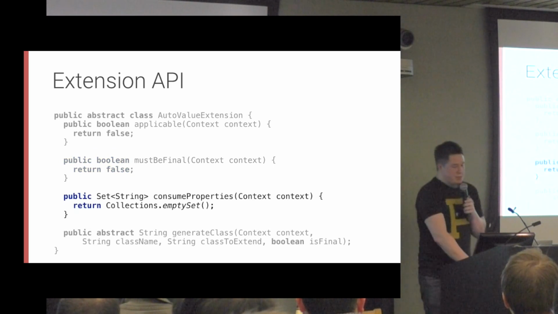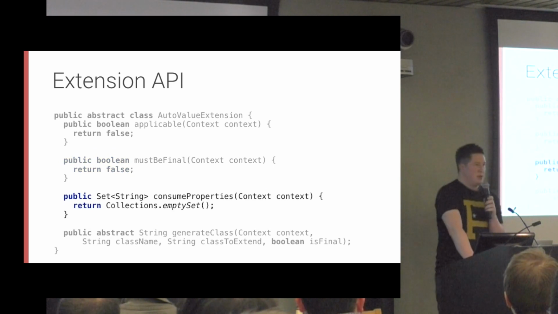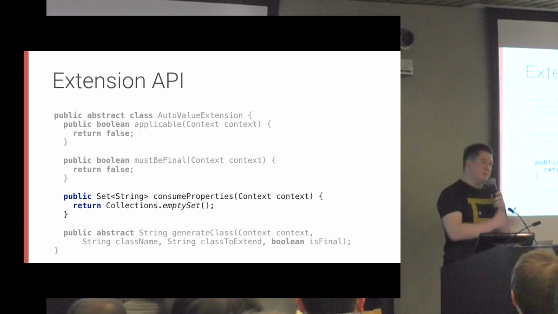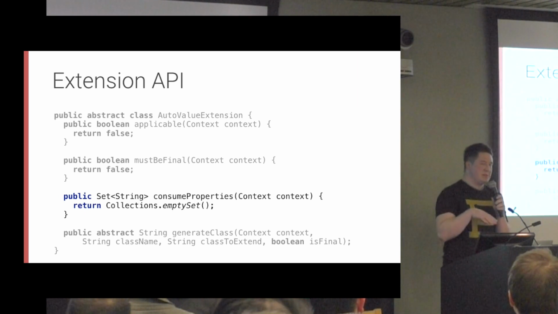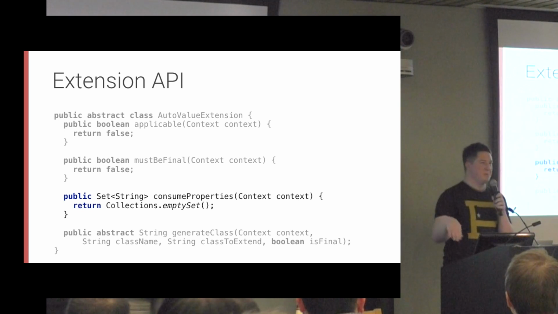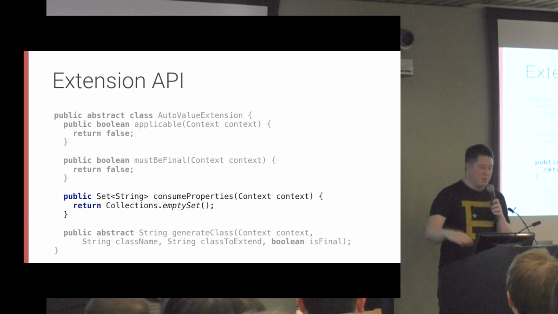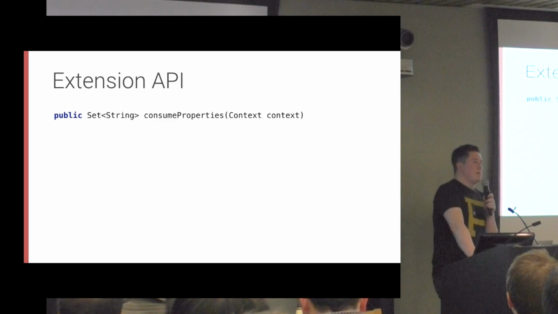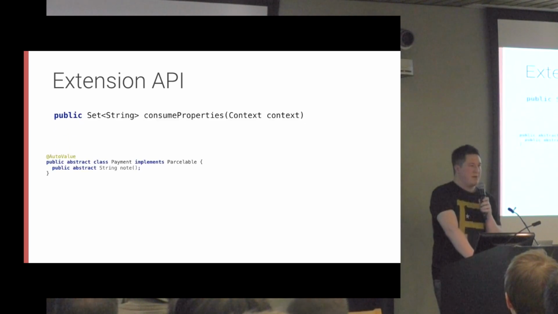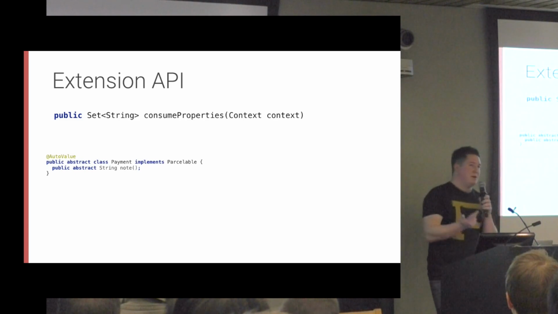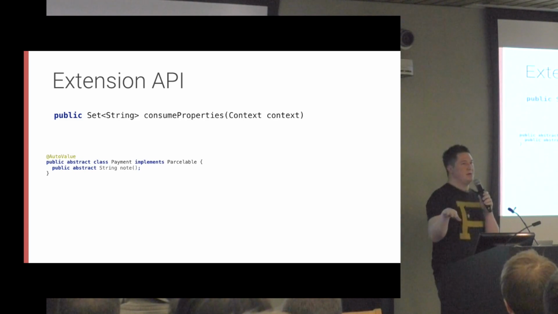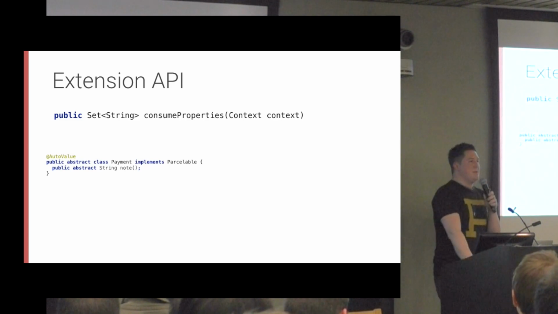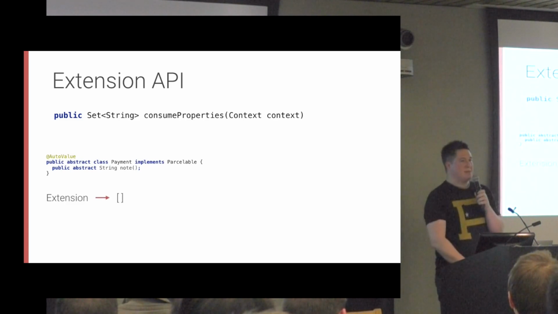And then another interesting one that actually comes from Parcelable is consuming properties. Sometimes you want to consume properties, and this basically means you want to hide things from the normal AutoValue stuff. And again, Parcelable is a great example here because the Parcelable interface has two methods on it. It has writeToParcel, which is the one that everyone implements and thinks about and knows about. But there's another one called describeContents.